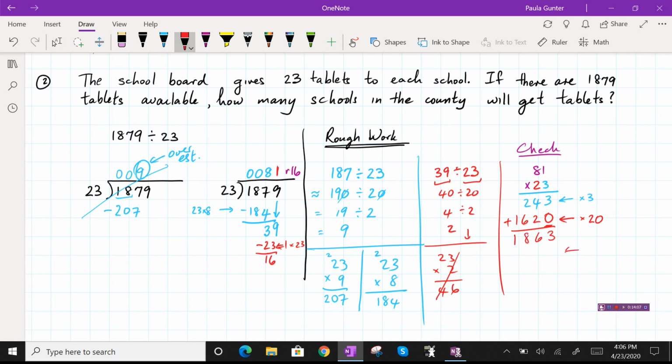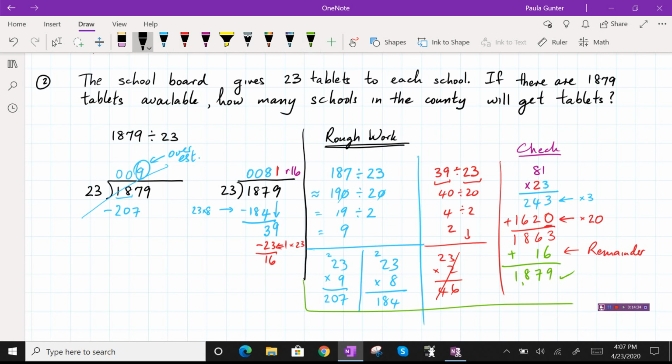And now I have to add the remainder. Right, and so when we add that remainder, which was 16, do I get back my dividend? 6 and 3 is 9. So we have 1,879. So I know all the arithmetic was done correctly. I can now answer my question.